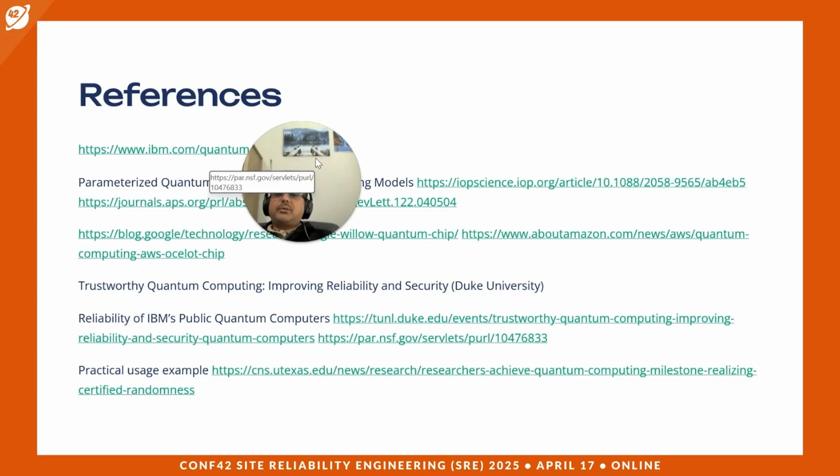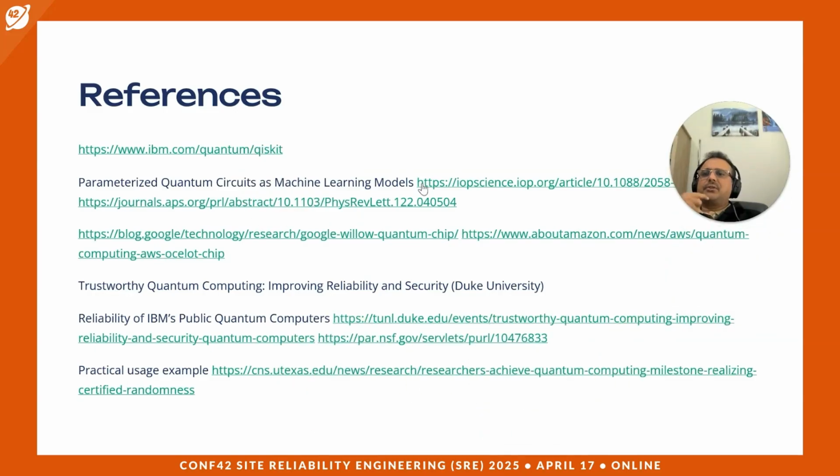I put together a set of references for you: the Qiskit one from IBM, the parameterized quantum circuits, and how to build reliability by IBM. And for practical use, recently UT Austin came up with a way to test, using a classical computer, whether the numbers generated by a quantum computer are really random. I put across some references. You'll like it, and you'll learn something out of it.